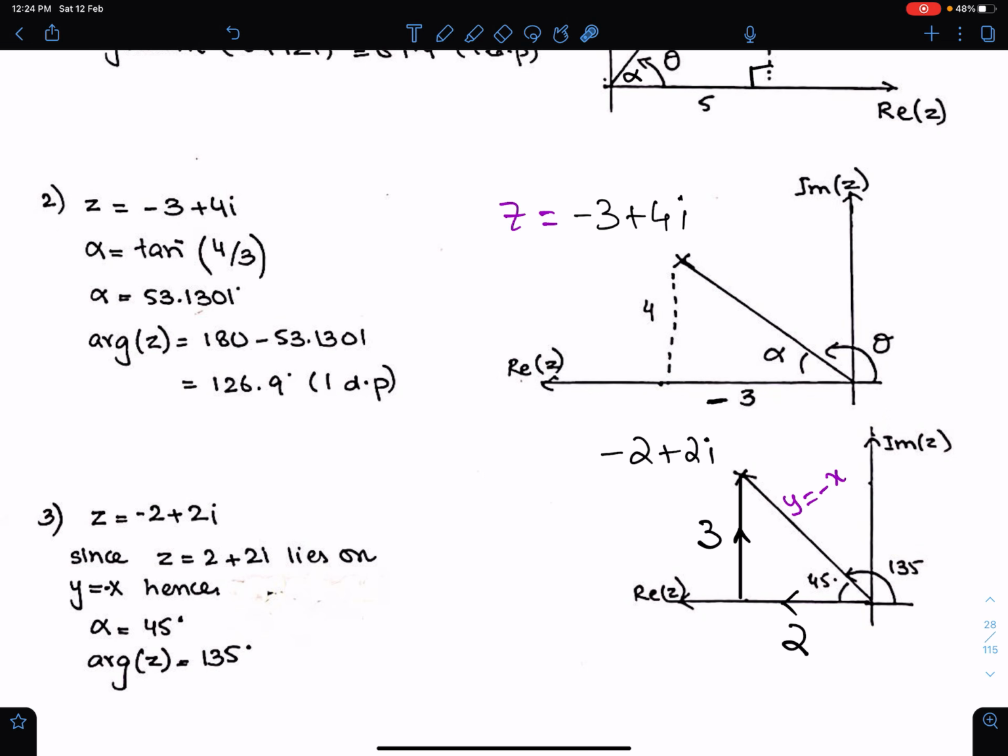So its argument should be this angle theta, and this is 180 minus alpha. So first work for alpha. So alpha is tan inverse y upon x. Never take negative sign for alpha. Alpha is 53.1301. Therefore argument of this complex number is 126.9 up to 1 decimal place.